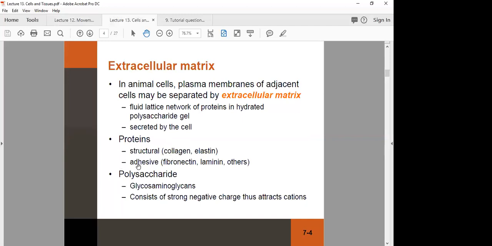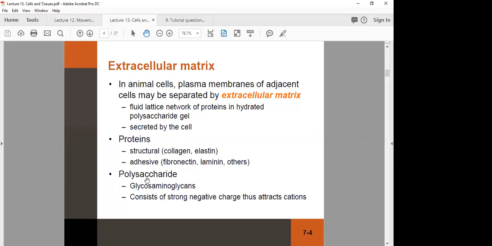Okay, let's look at adhesive proteins. Fibronectin and laminin are just two examples of adhesive proteins, and these are proteins that mediate the attachment of cells mostly to the extracellular matrix itself, but also mediate attachment of cells to other cells.